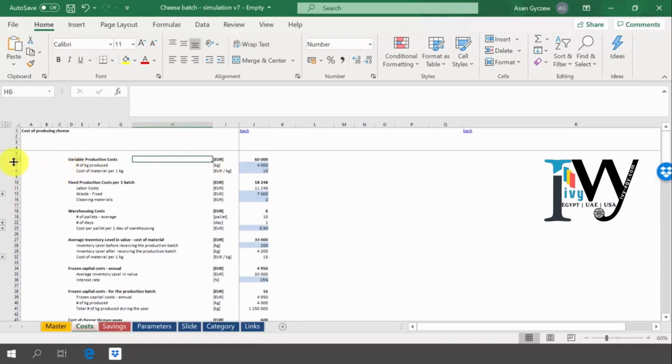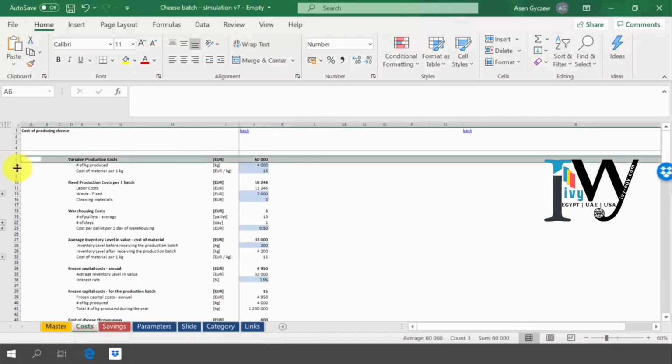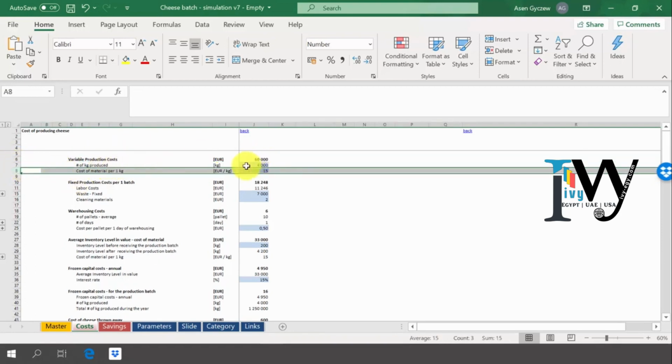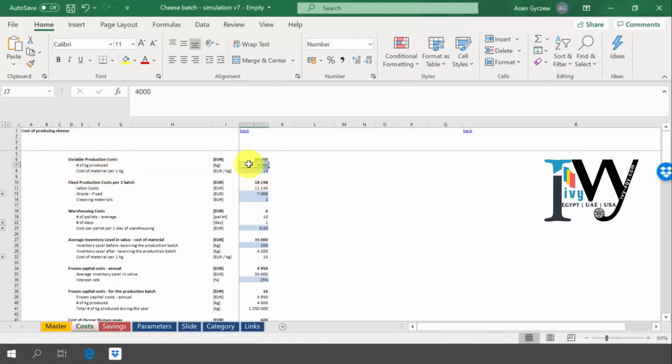So we start by estimating the variable cost, which is simply a multiplication of the number of kilograms we produce and the cost of material per 1 kilogram. Since it's 15 per 1 kilogram, we produce 4,000. Then in the case of the variable production costs, we would pay per one production batch 60,000 euro.